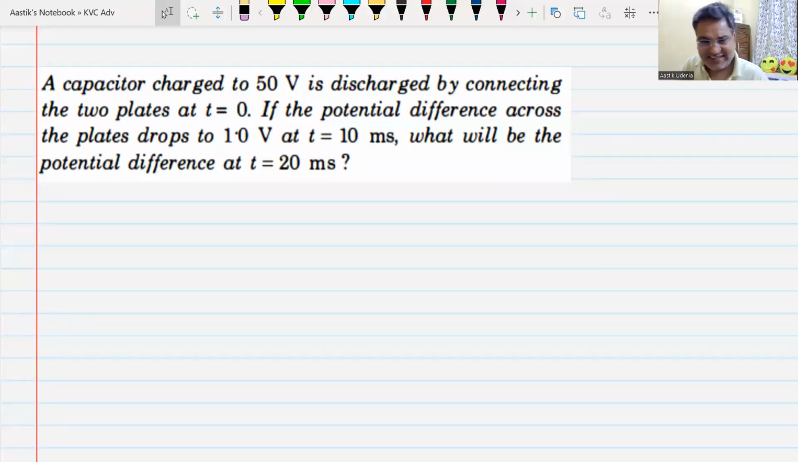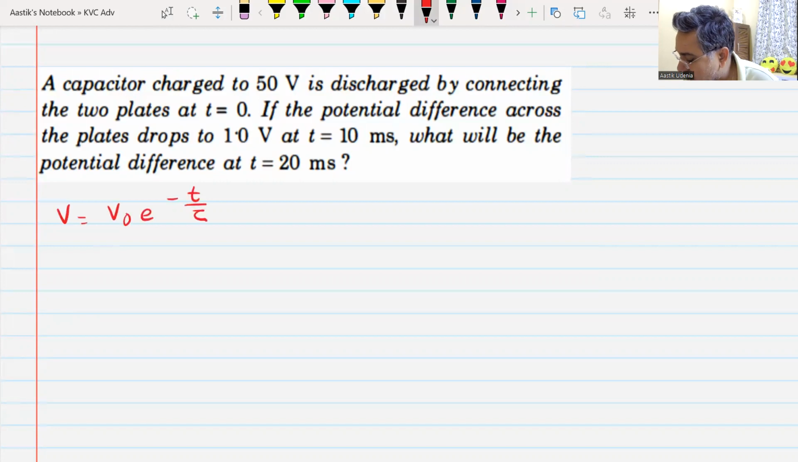1 by 50 is correct. Well done. So how are we supposed to do this? We just have to apply the formula V is equal to V naught e raised to the power minus t by tau. Yes or no? Yes, sir.